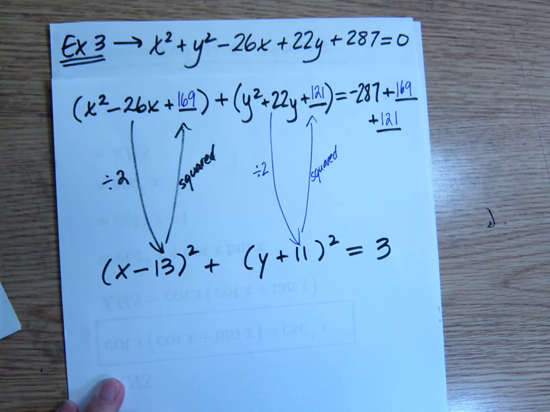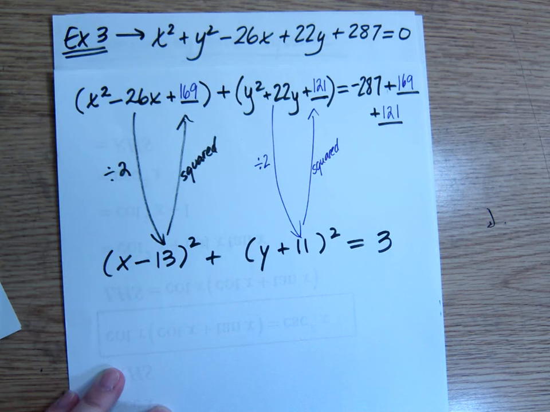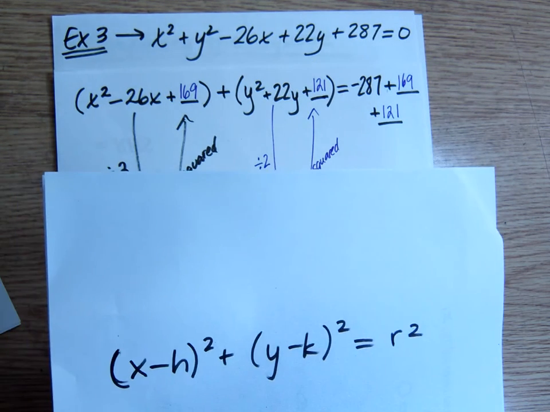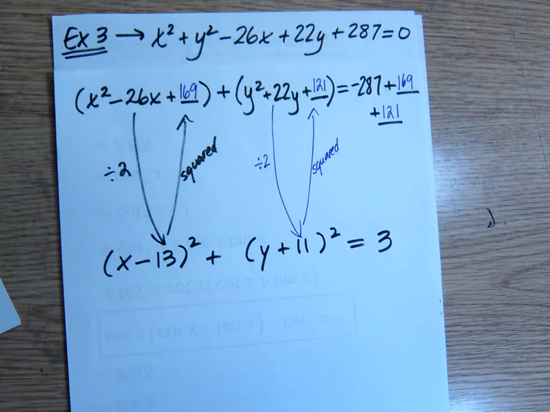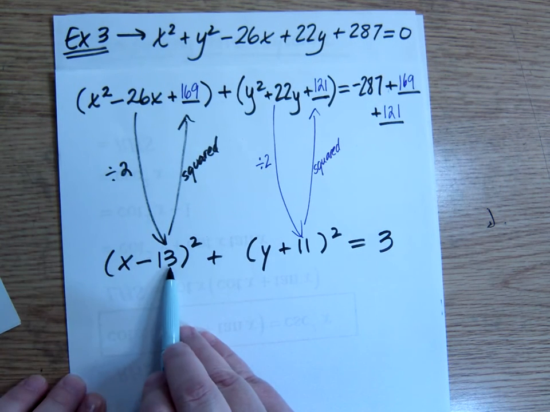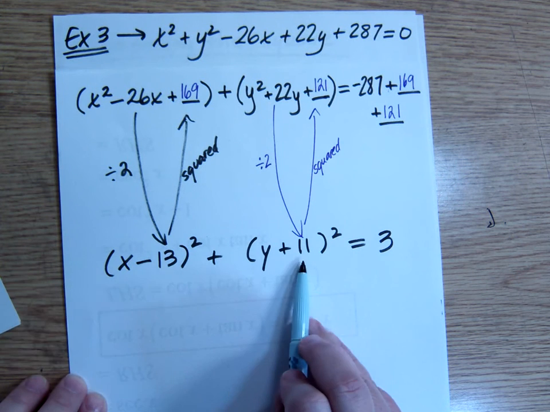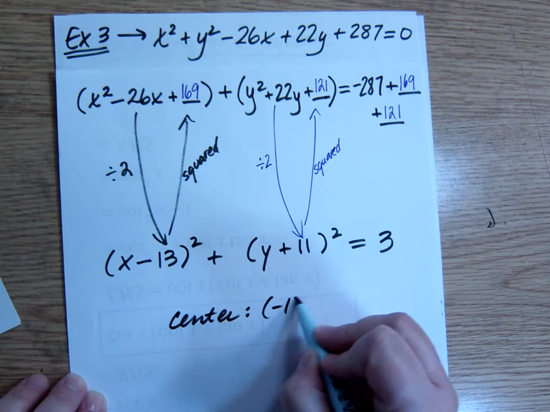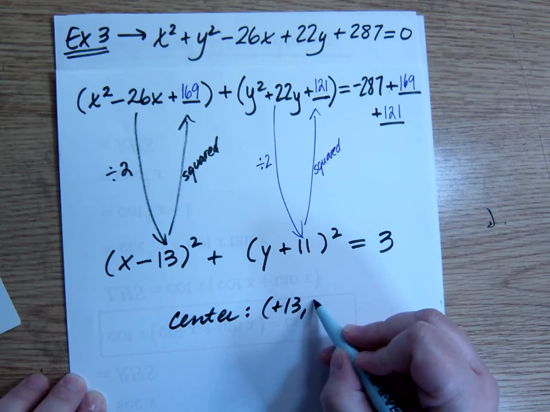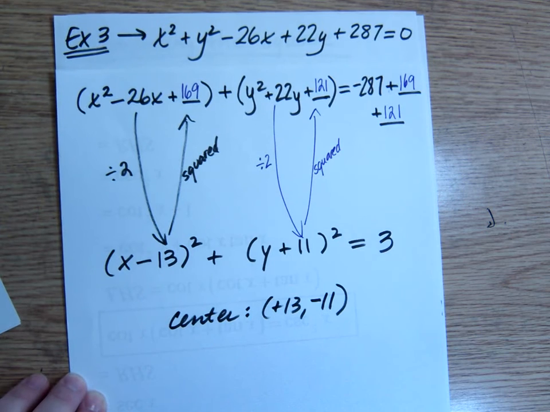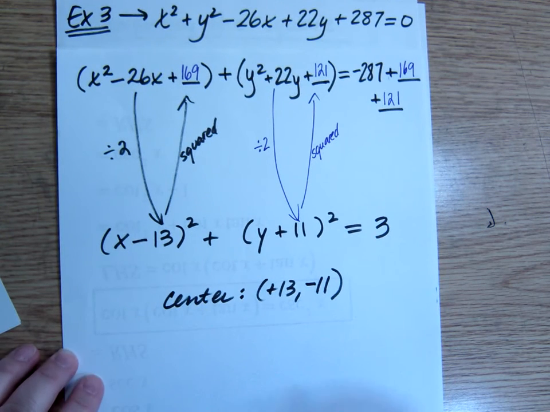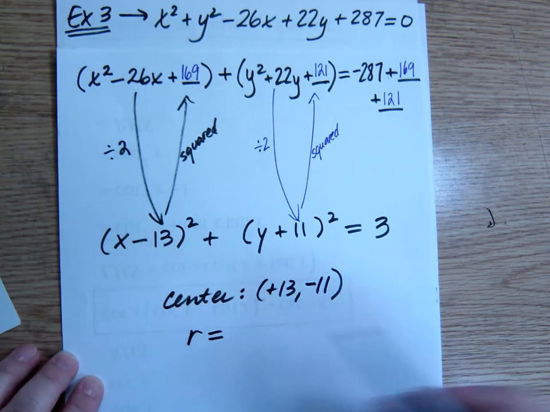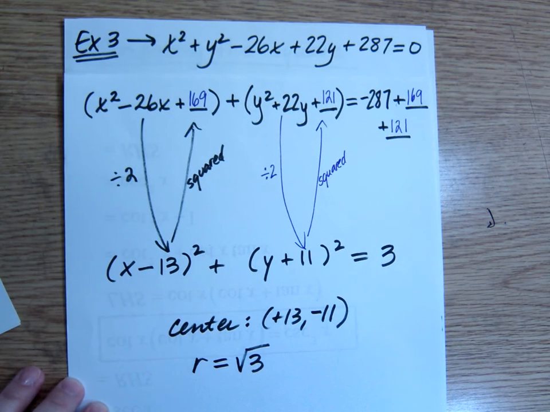Okay, so remember that when you're looking at a circle equation, the whole reason the minuses are here is because you're looking at the opposite sign of what the point is. So this tells me my center is actually at positive 13, negative 11. Oops, I wrote negative 13. Positive 13, negative 11. And what's the radius? Square root of 3. That's all I need.